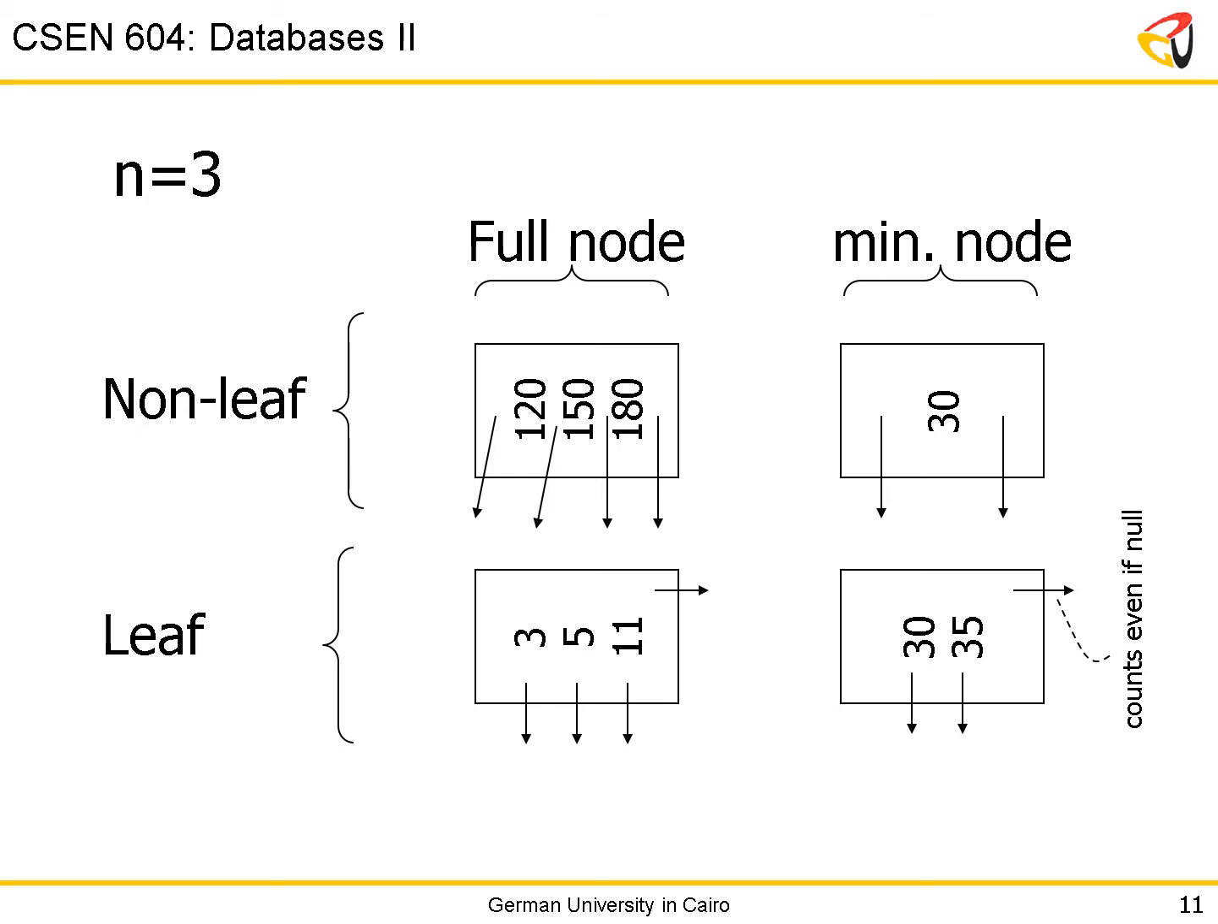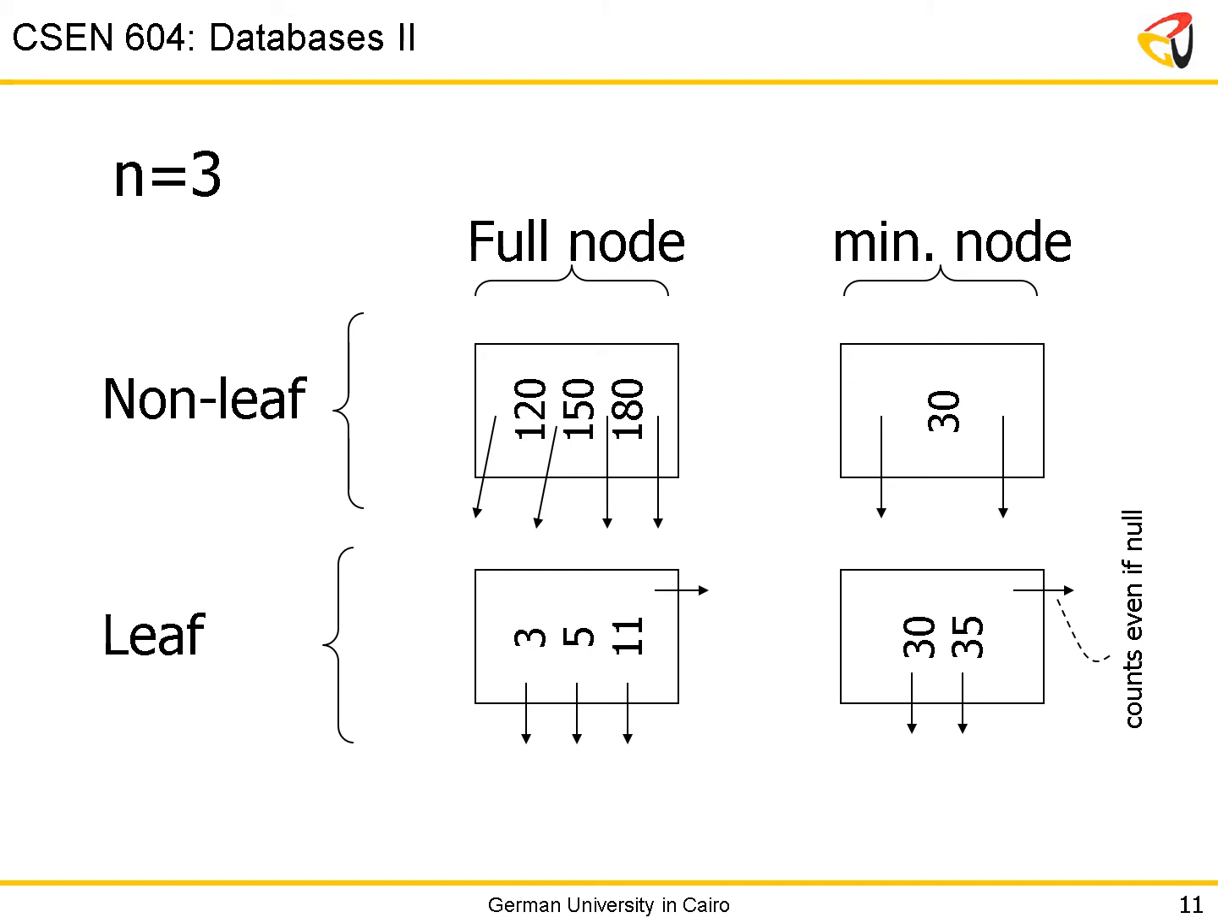This sibling reference takes you to the neighbor leaf, okay? Now, if you look at the non-leaf level, we already explained this. If you have 3 keys, then you must have 4 references. So here's n and n plus 1 again. Less than 120, between 120 and 150, between 150 and 180, and greater than 180.